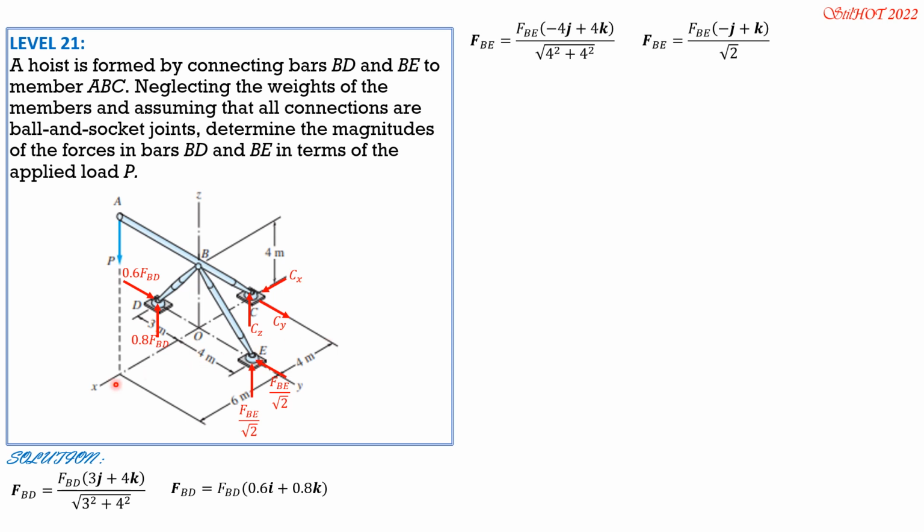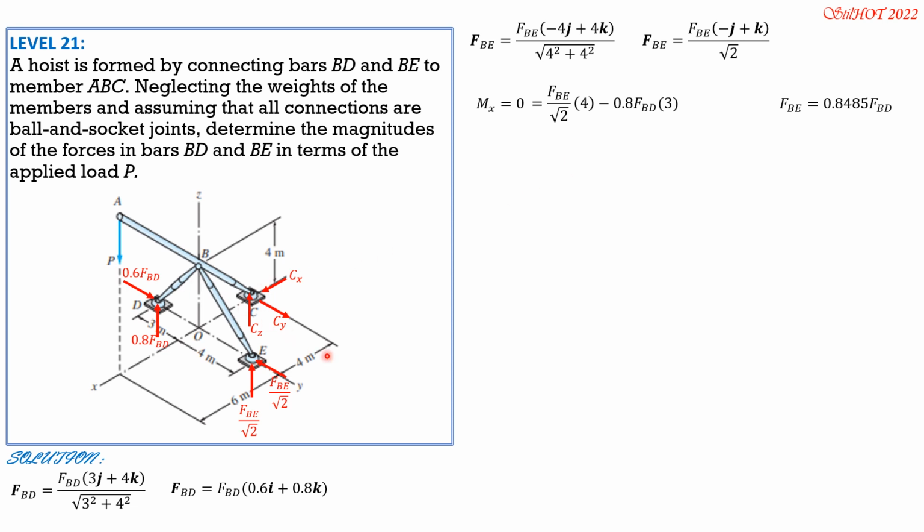So summation moment about X is 0. So we have FBE over square root of 2 times 4 by right thumb rule, then minus 0.8 FBD times 3. So from here we can relate FBE in terms of FBD. FBE is equal to 0.8485 of FBD.